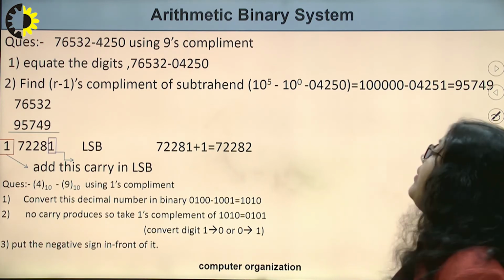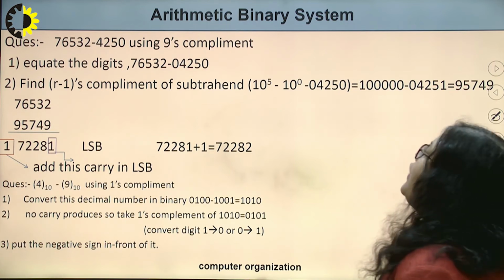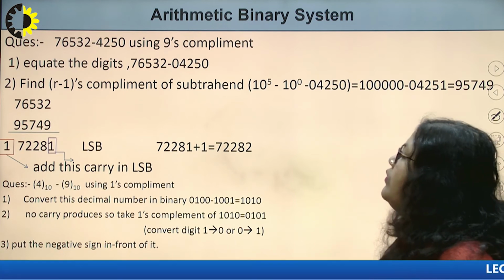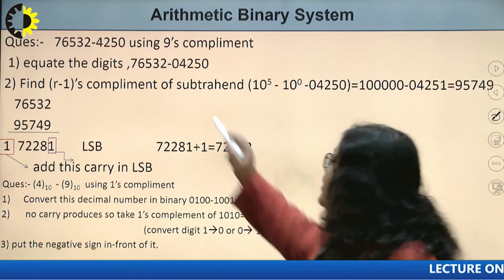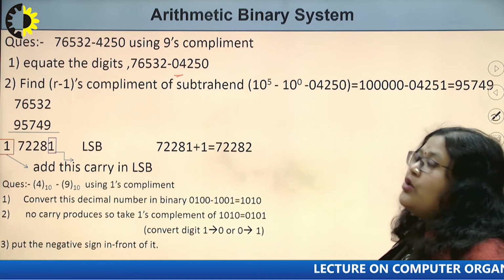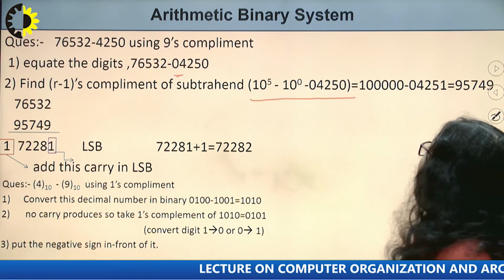Basically it is the r minus 1's complement form. First we have to equalize the digits, that is 76532 minus 420. So first we put a 0 in the MSB part of the subtrahend, and find the r minus 1's complement of the subtrahend.